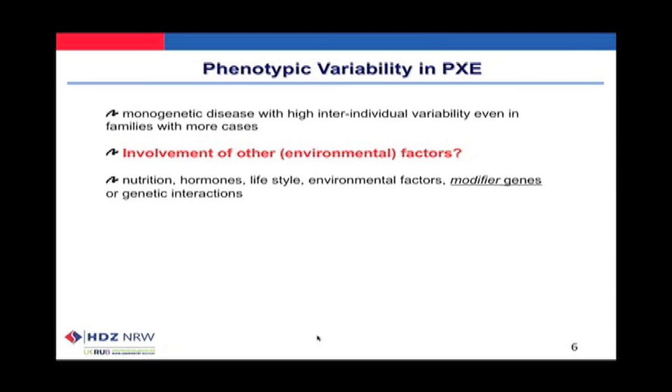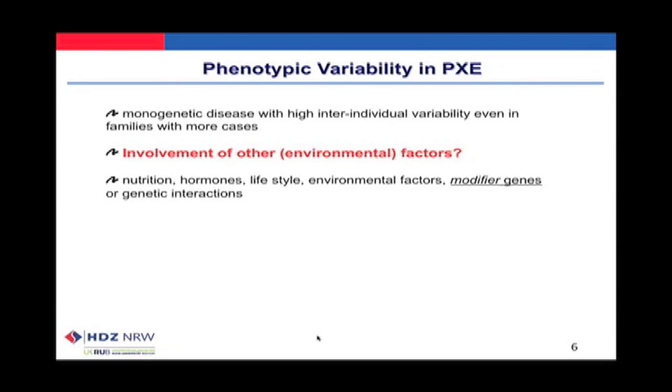When you look at PXE patients, you will see that there's a high phenotypic variability. I'm not sure if any of you knows the term phenotype. Phenotype means the expression of the disease: how severely the eyes are affected, how severe the skin lesions are, whether there is trouble with the blood vessels. This is called a phenotype or expression of disease.